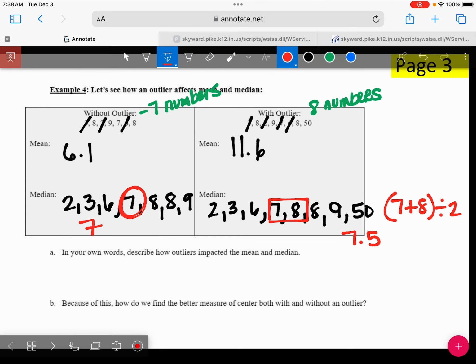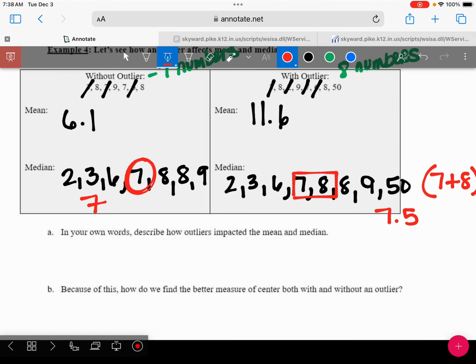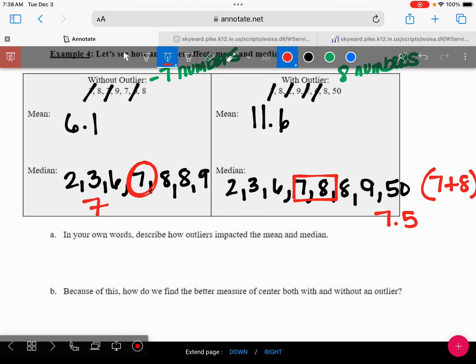Who got 7.5? All right, so now I want you to answer, how did that outlier affect the mean? Did it have a big change or a small change in the mean? We went from 6 to 11. So did it increase a lot? Yeah, so for the mean, it increased a lot.